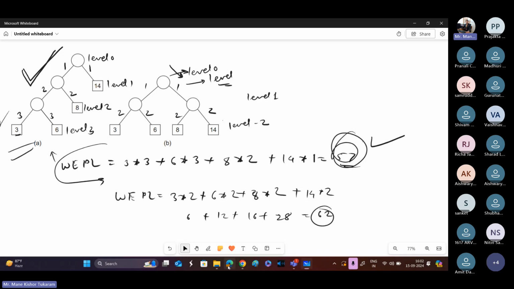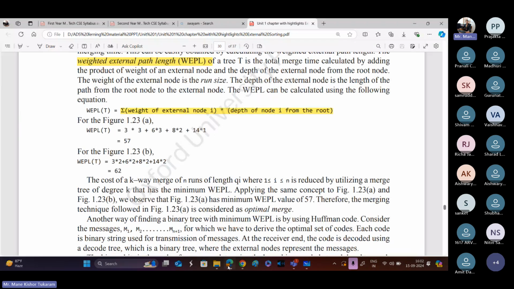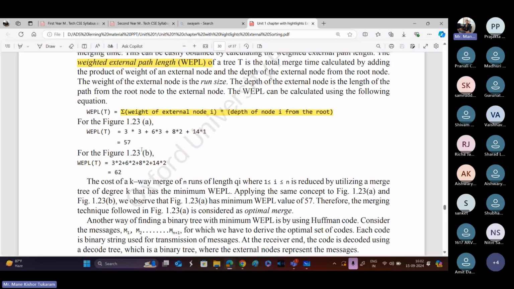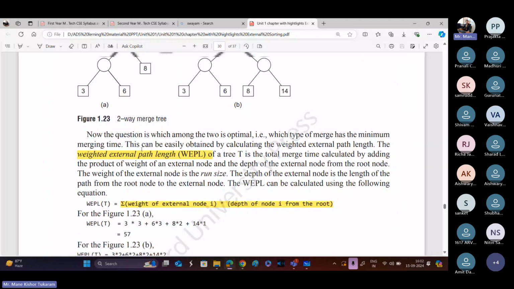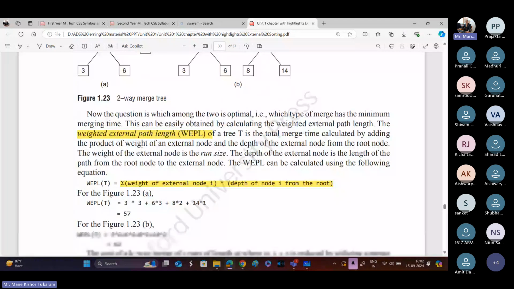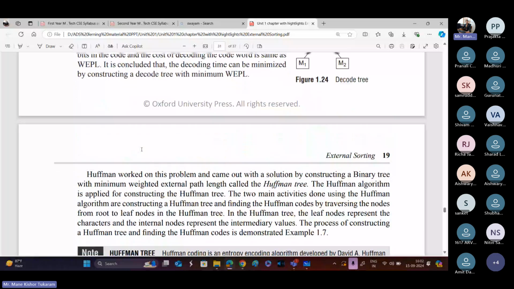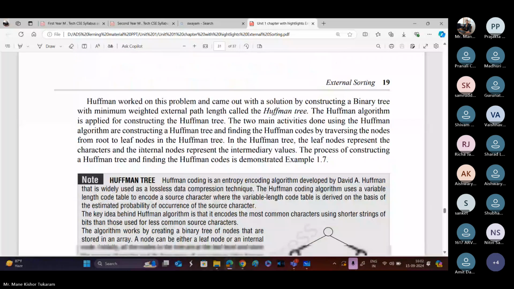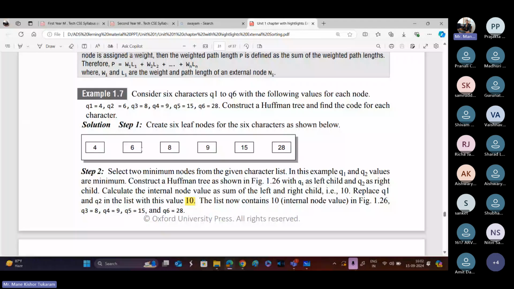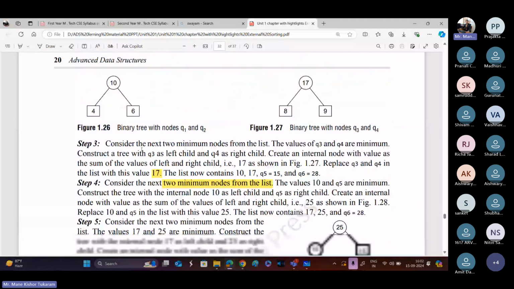So WEPL means weighted external path length. In the exam there may be a question to find the WEPL for the following structures. At that time you can use this formula and this logic. Okay. The next part is the Huffman code.